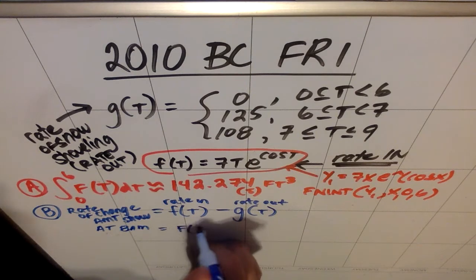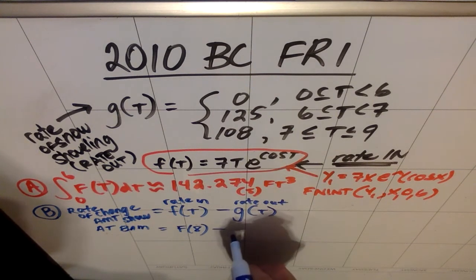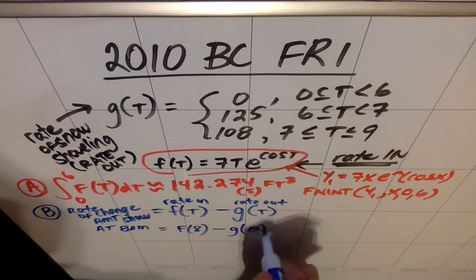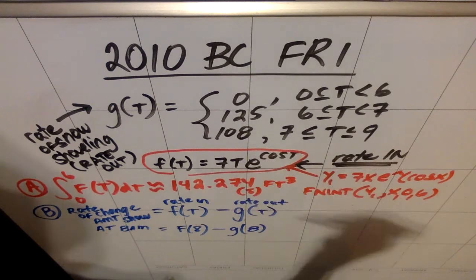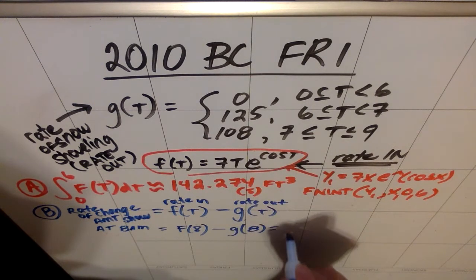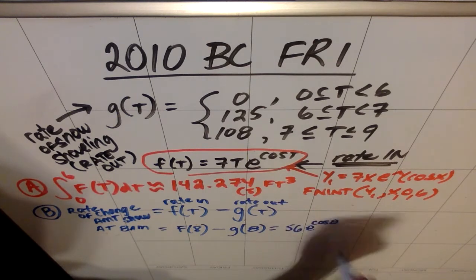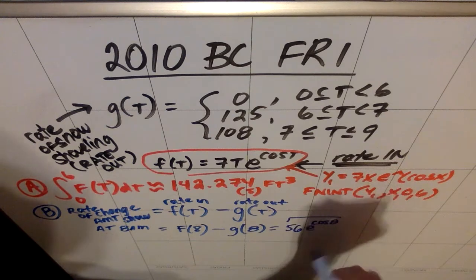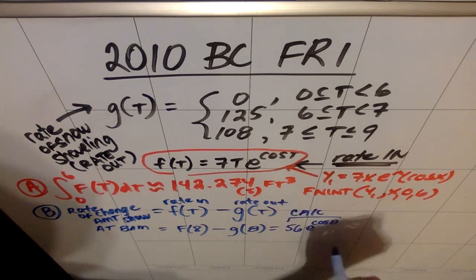is f of 8, which I can plug in my calculator to find, minus g of 8, which I can look at the piecewise function and realize that 8 falls between 7 and 9, so g of 8 is 108. So essentially, I'm going to use my calculator to find what 56 e to the cosine of 8 is. You don't have to write that out. You can just say f of 8 minus g of 8, but that's obviously a calculator problem.